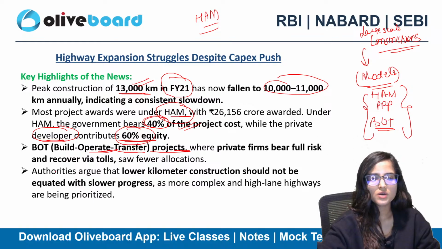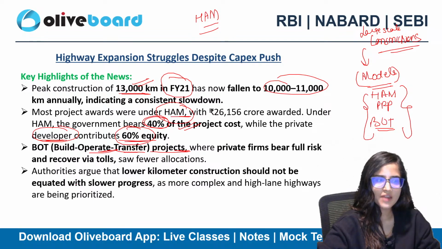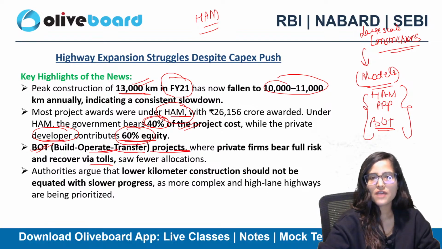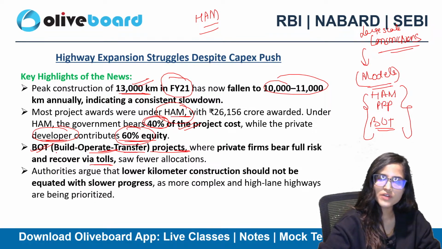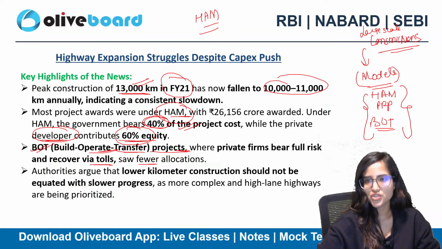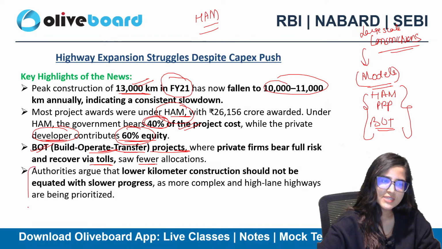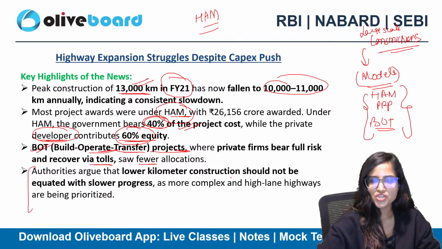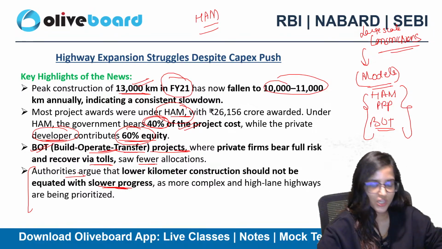Okay? So in build, operate, transfer, private firms bear full risk and recover via tolls. First they build the road, then they collect the toll as well. Once they have recovered their money through the tolls, they transfer it back to the government. That is your build, operate, transfer route. We have these projects also, and these projects saw fewer allocations. But the authorities say that lower kilometer construction should not be equated with slower progress. What justification have they given?